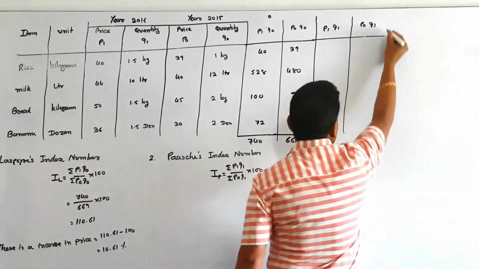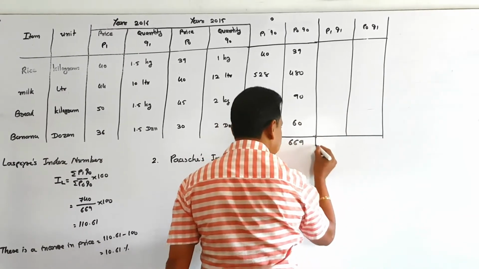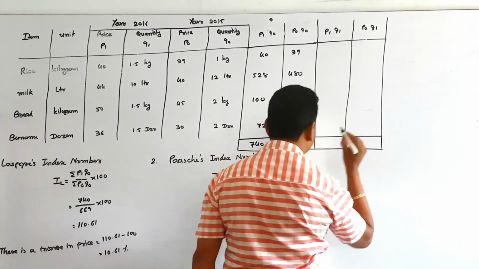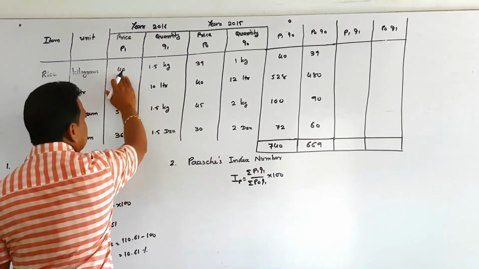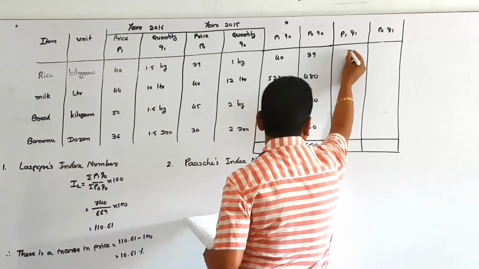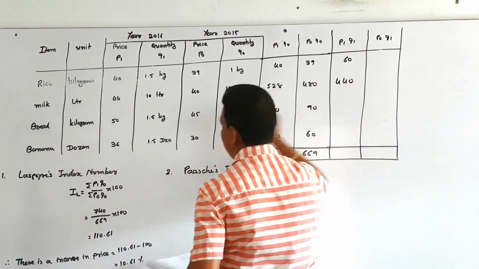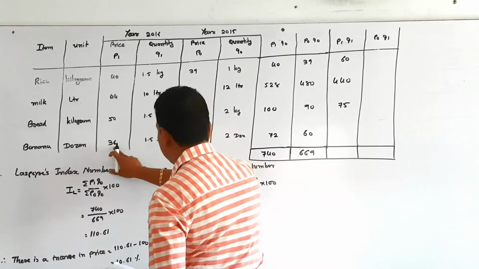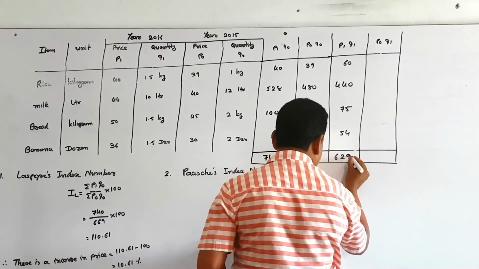Many teachers prepare all the columns together, but as per my thinking, whenever we need the columns, we have to prepare them. There is no need to memorize such columns. Okay, so P1 Q1. So P1 we have here and Q1 here. 40 into 1.5, it becomes 60. 44 into 10, 440. 50 into 1.5, it is 75. 36 into 1.5, it is 54. And please get the total, it is 629.